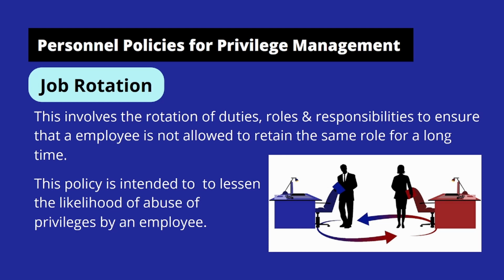Let's say there are 5 to 6 employees in the information security department, and then one of them is in charge. He or she is the administrator. Then the organization has to make sure that the administrator isn't in the same role for more than 6 months or so. This way, when the next employee takes over as the administrator, he or she will be able to run a check and see that the previous employee didn't interfere or tamper with the infrastructure. This way, the likelihood of abuse of privileges by an employee is lessened. This is the idea behind the job rotation policy.